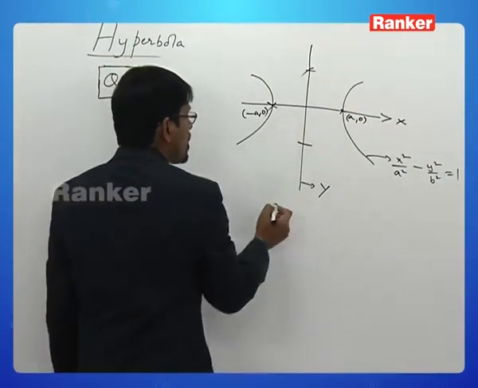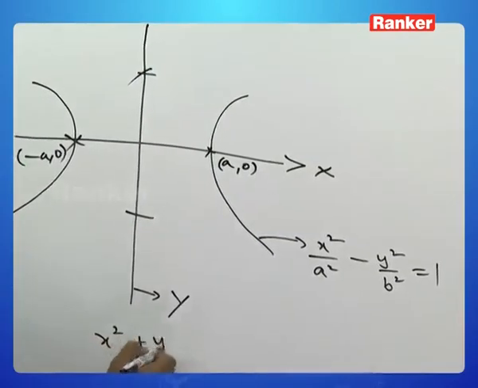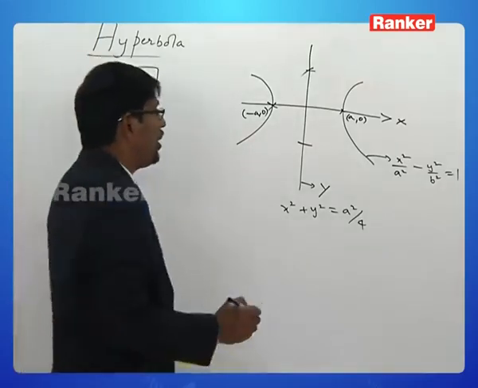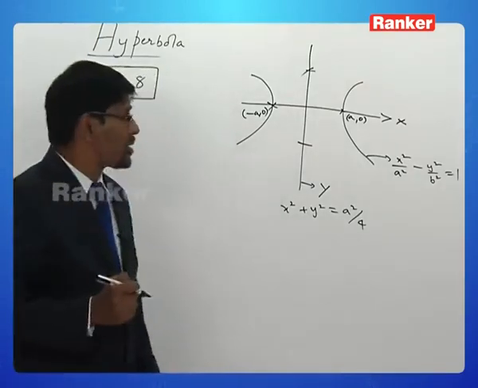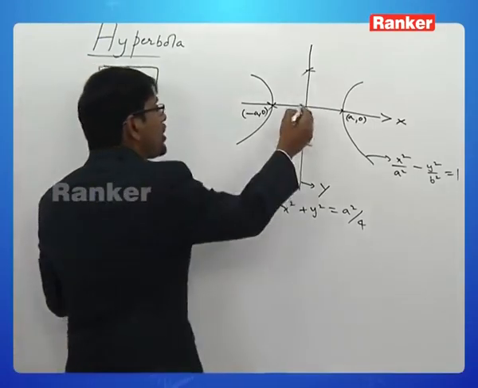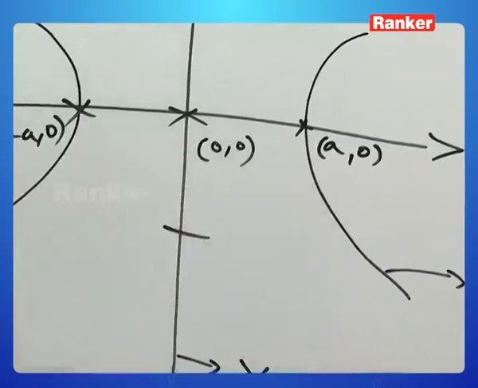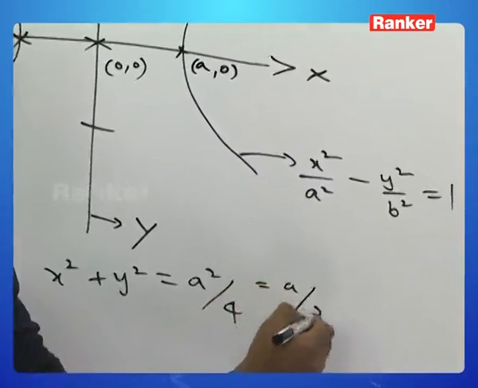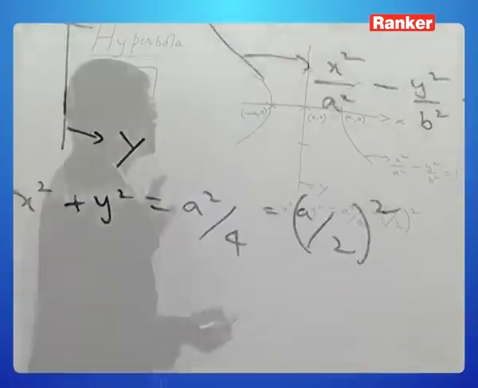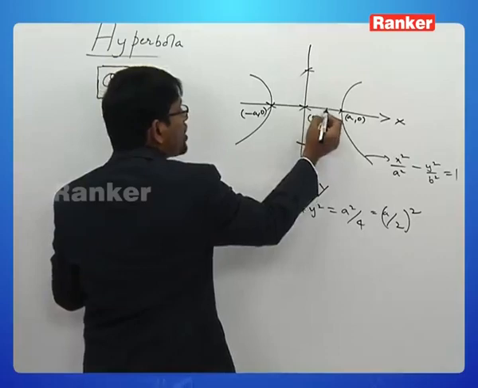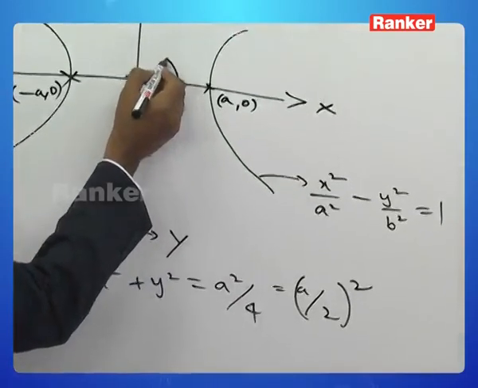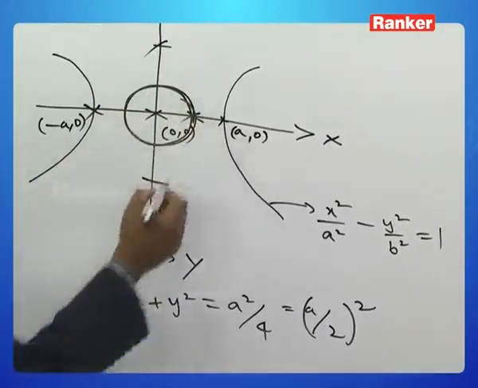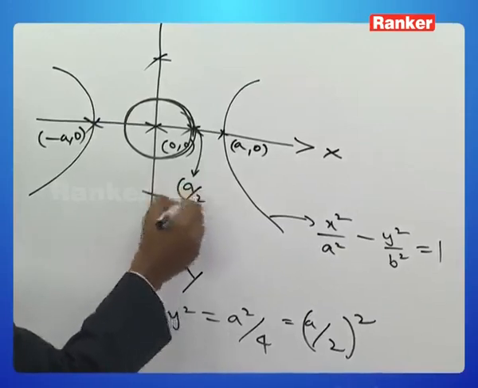But anyway, now what is it? The second curve is x square plus y square is equal to a square by 4. That means it's a circle with the center as origin, which is the same as the center of the hyperbola, and the radius is a by 2. So we have a circle whose radius is half this. We'll have a small circle like this, going up to a by 2. This point is a by 2 comma 0.